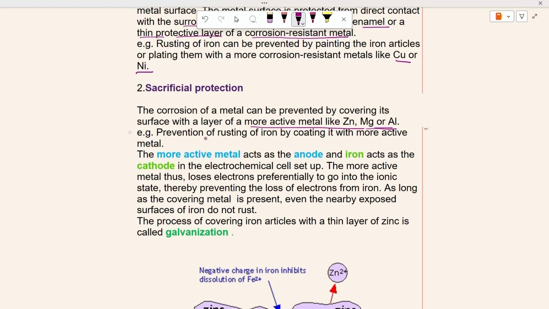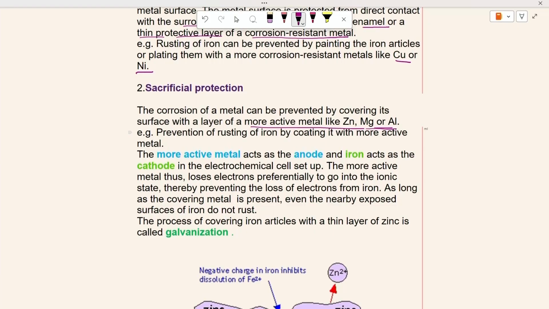Okay. The prevention of corrosion of iron by coating it with a more active metal is one example. Here we are going to take the case when iron is coated with zinc. The more active metal acts as the anode. Now, what happens is the more active metal, let it be zinc or magnesium or whatever it is, that coating acts as the anode, it gets oxidized.